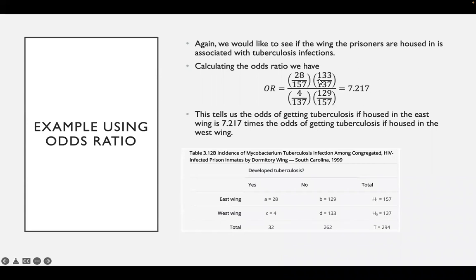Now we want to interpret, what does the 7.217 mean? So this tells us the odds of getting tuberculosis if you're housed in the east wing is 7.217 times the odds of getting tuberculosis if you're housed in the west wing.